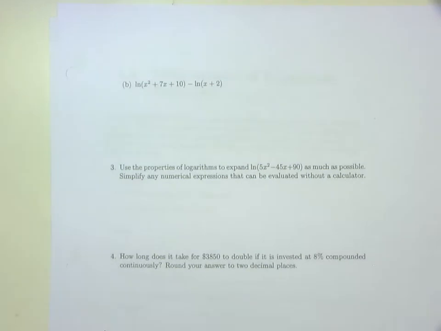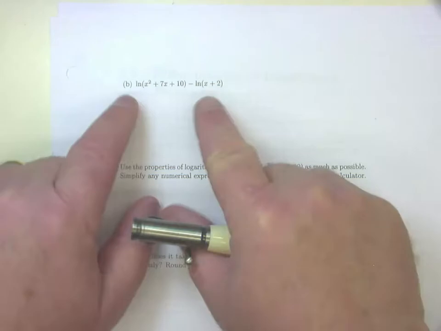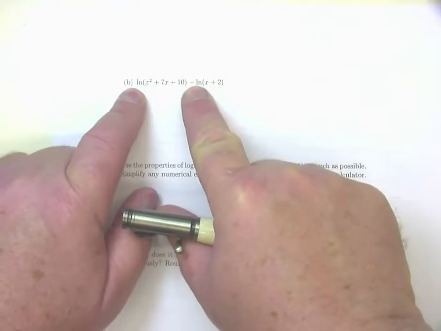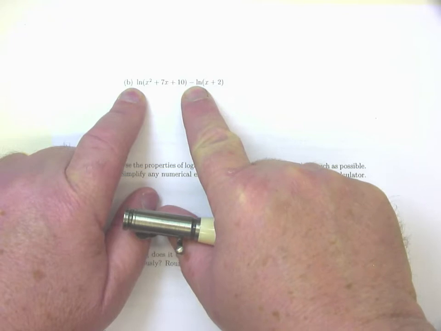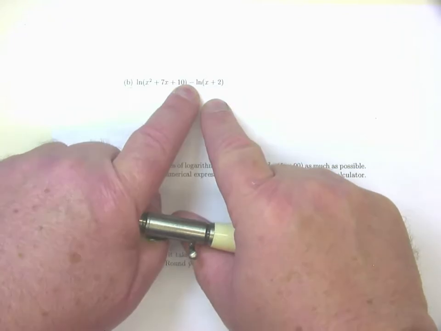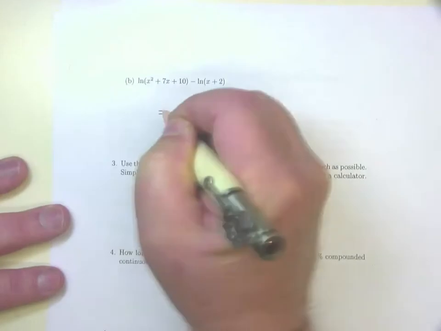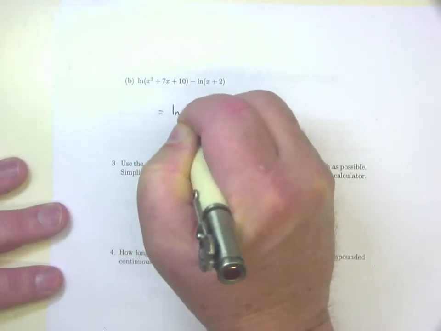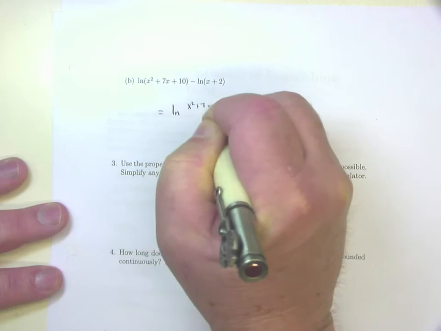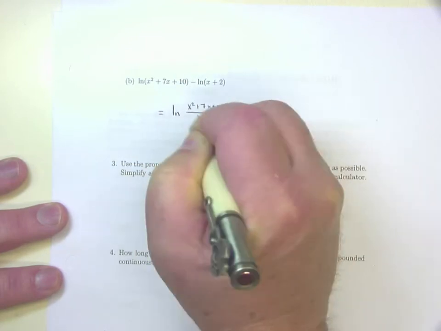The natural log of x squared plus 7x plus 10 minus the natural log of x plus 2. Well, what's the coefficient? Again, directions say combine logs to write it as one big log, a single log. What's the coefficient from my logs? Understood to be 1. So subtraction turns into division. So the answer is going to be the natural log of x squared plus 7x plus 10 divided by x plus 2.